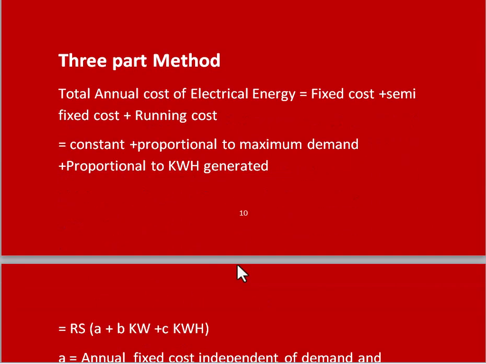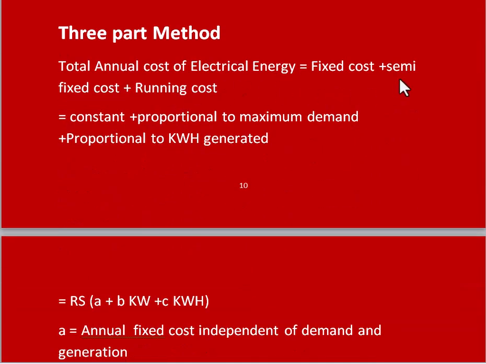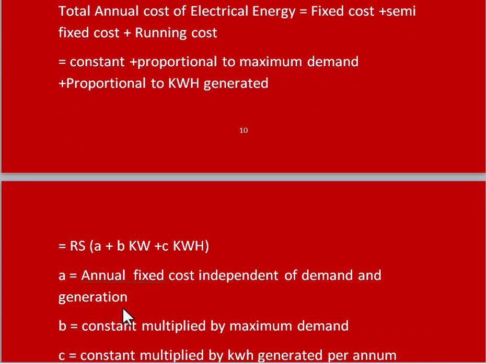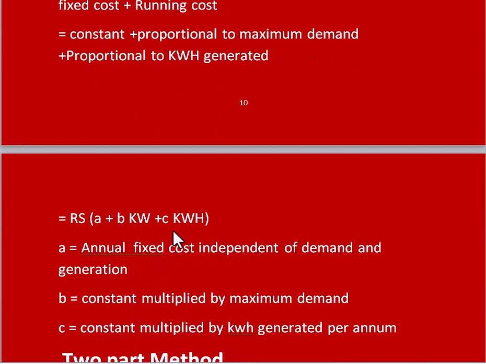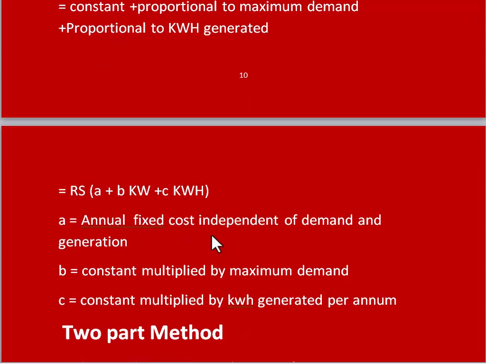These three parameters are written like this: small a plus small b into kW plus c into kWh. Here a is an annual fixed cost independent of demand and generation, b is a constant which is multiplied by the maximum demand, whereas c is the constant multiplied by kWh generated per annum.